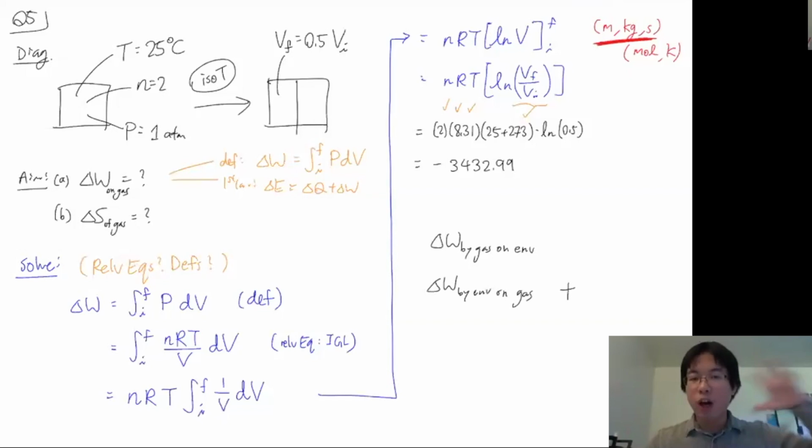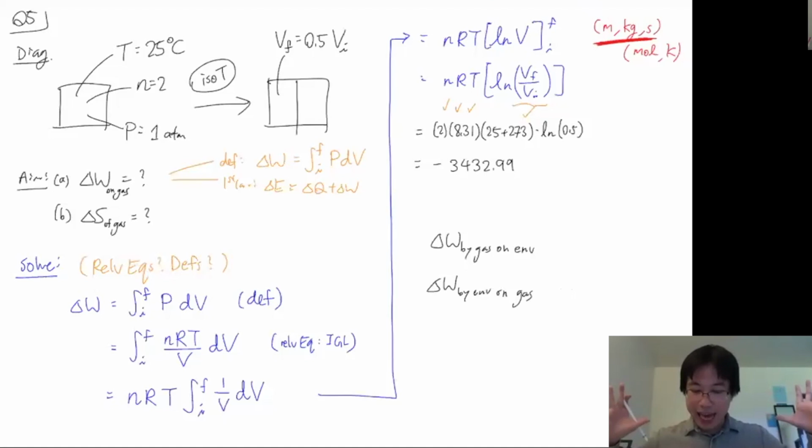So if the environment is doing work on the gas, then the gas is receiving the energy, right? If the environment is putting energy into the gas, it's doing work on the gas. Negative work done is very hard to imagine, so this is a way to imagine it. If you see negative work done, just think of it as receiving energy that is done by someone else. Okay.